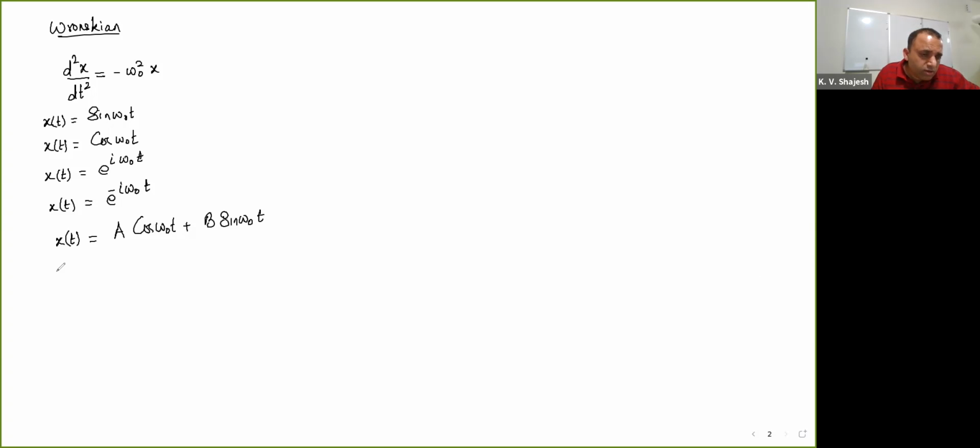Another way of writing the solution could be, sometimes it is nice to write the solution in terms of exponential. So, let's say it is A prime, just to highlight the fact that this is a different set of solutions.